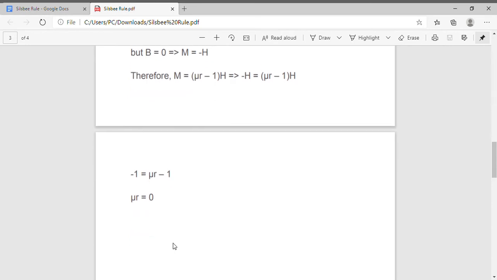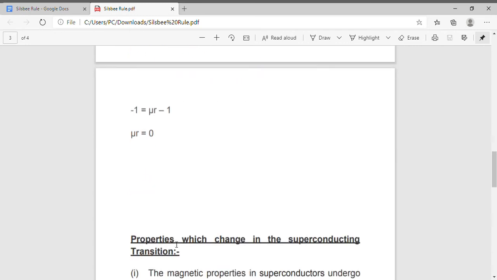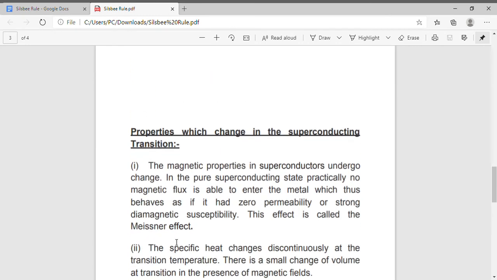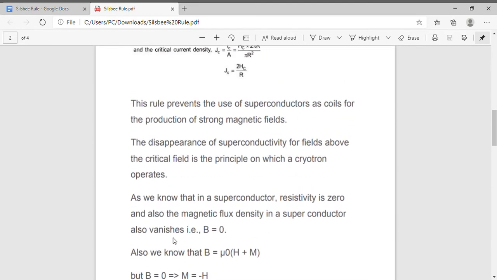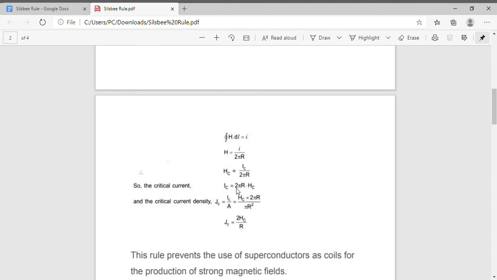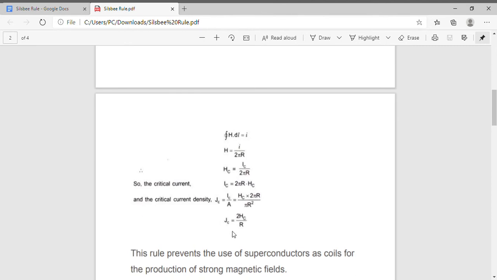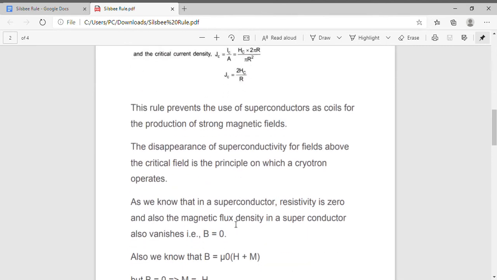For a superconductor, we have obtained relative permeability mu R equal to 0. This is an important rule which is termed as Silsbee rule. It determines the value of critical current and critical current density: IC equal to 2 pi R HC and critical current density JC equal to 2HC upon R.